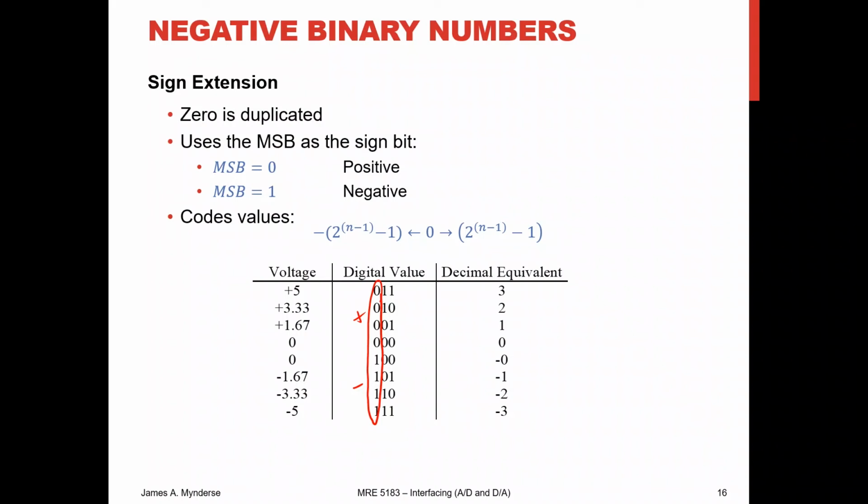So we end up with code values running from negative 2 to the n minus 1, minus 1, up to 2 to the n minus 1, minus 1. I can still map negative 5 volts to positive 5 volts, but in terms of decimal equivalents, that means I'm going from negative 3 to positive 3. Also notice that I've got 2 values of 0 showing, essentially a positive and a negative 0, which is sort of weird, but not the end of the world. Also, in terms of our counting scheme, notice that we start from 0 and count up to plus 5, and we start from 1, 0, 0 and count up to 1, 1, 1 and negative 5.